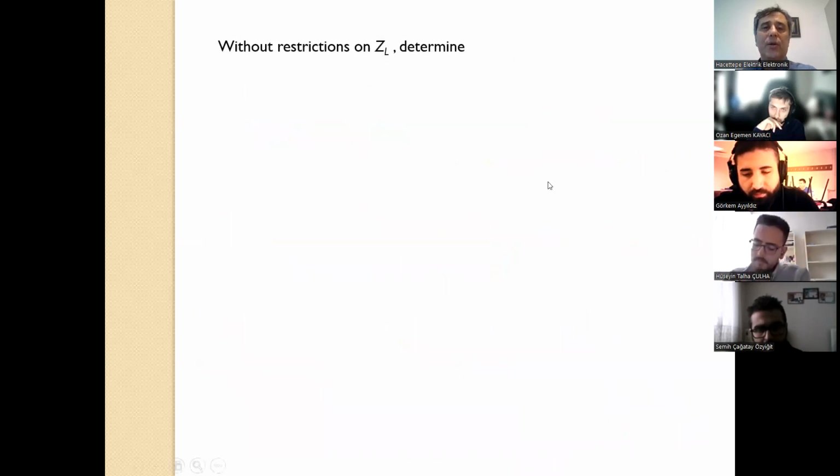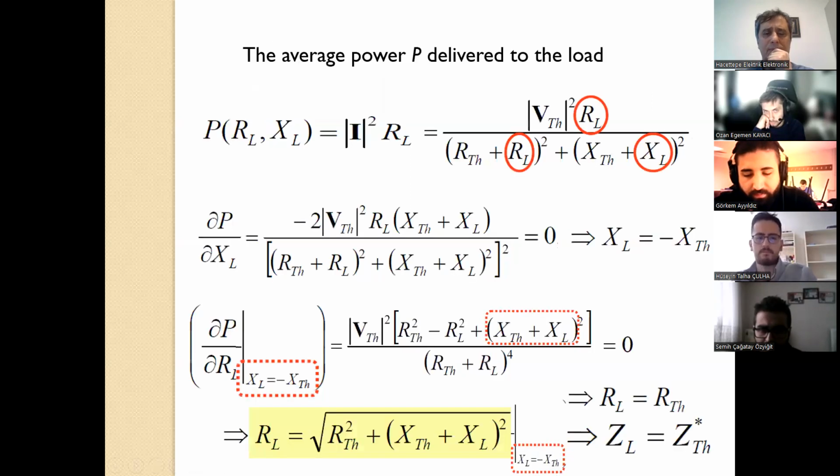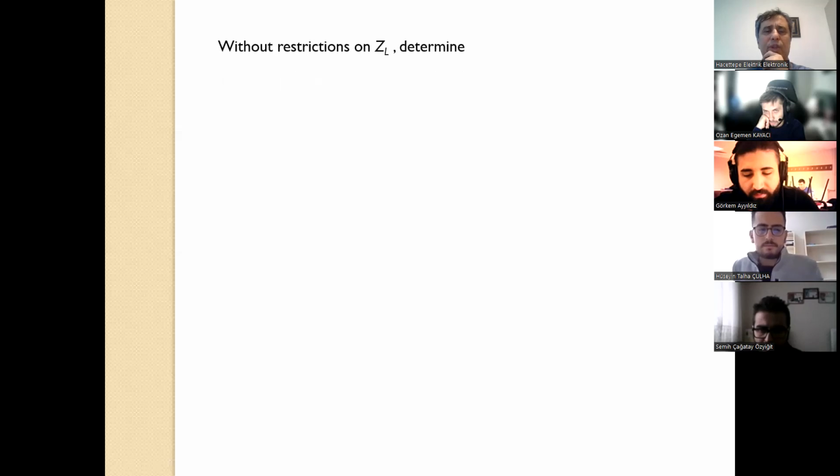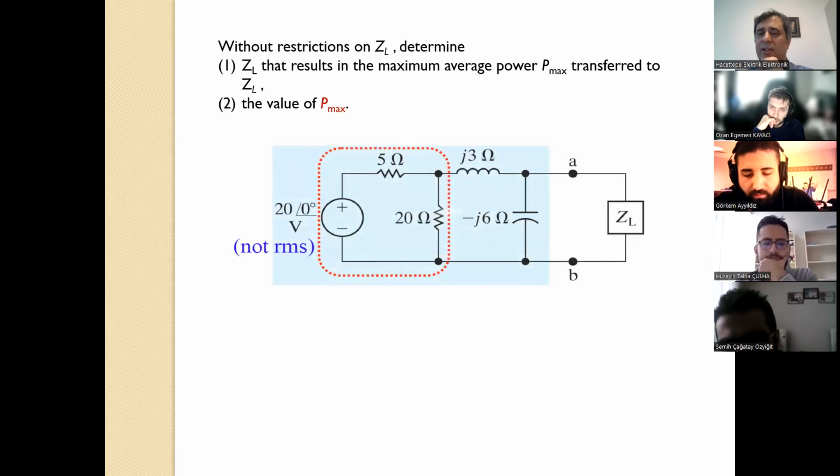Without restriction on ZL, we determine this ZL for the maximum power. This is the example without any limitation. It is easy.